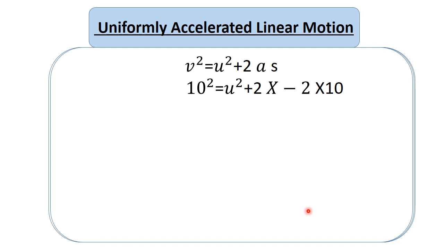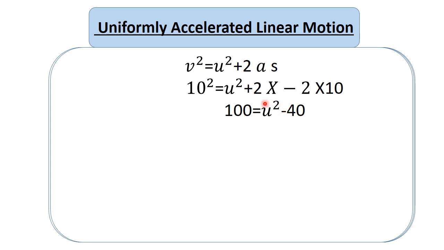So v squared equals u squared plus 2as. We can plug in the values. So v squared is 10 squared. Initial velocity is the one we're looking for, plus 2 times acceleration, which was negative 2, and distance, which is 10. So here we're going to have 100, and here 2 multiplied by negative 2 is negative 4, times 10 is negative 40. So we have 100 is equal to u squared minus 40.